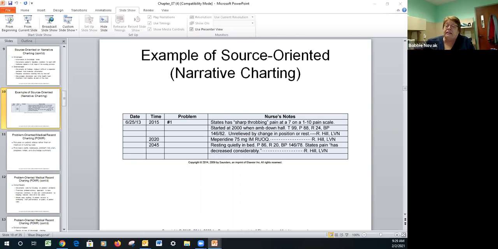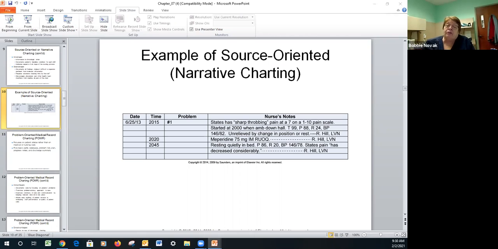Now, you notice that this is not grammatically correct. We're leaving out pronouns, we're leaving out articles. You just need to put down the facts. You don't need to write a novel. You don't need to write complete sentences. At 2020, we gave him a Paradine, 75 milligrams IM in the right upper outer quadrant of the butt.